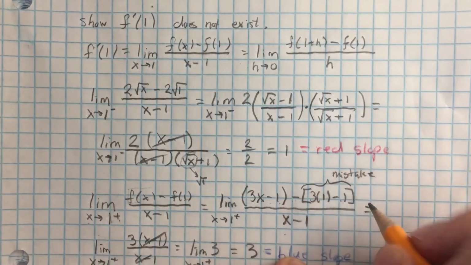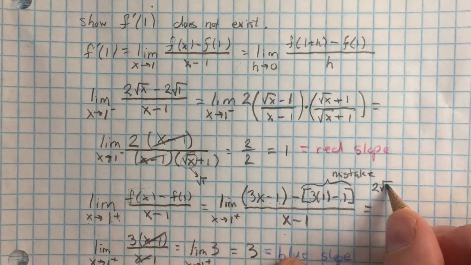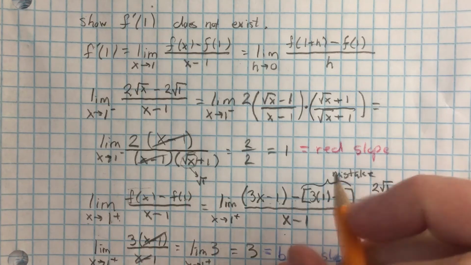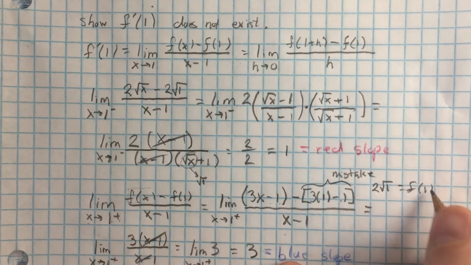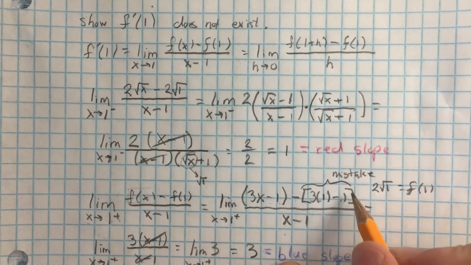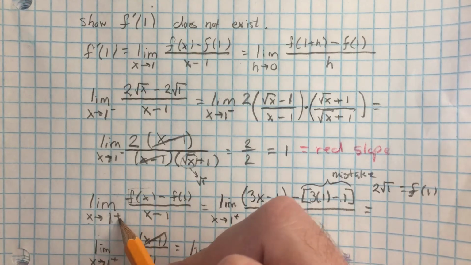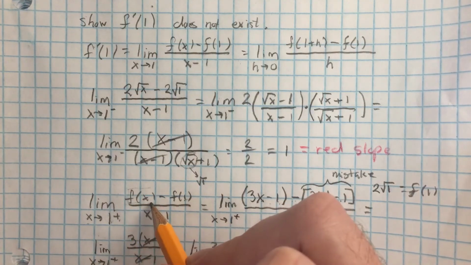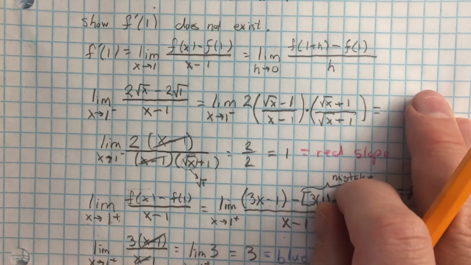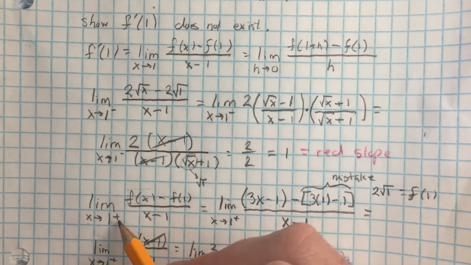So really, what should go here is 2 root 1. Right? That is actually f of 1. And again, even though it's the same value, even though 3 times 1 minus 1 is the same value, that is really not what goes here. Right? So again, the limit is as x approaches 1 from the right, so this function must be whichever part of the piecewise function has x values to the right of 1 associated with it.